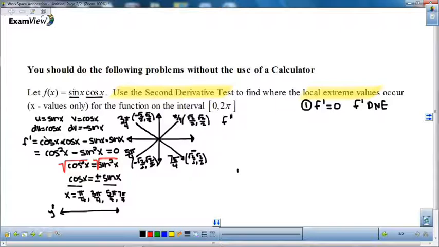So my second derivative, I'm going to have to use the chain rule, since my first derivative is cosine squared x minus sine squared x. I'm going to use the chain rule because this is the same thing as cosine x squared. So I'm going to have 2 cosine x, everything on the inside stays the same, subtract 1, times the derivative of the inside.